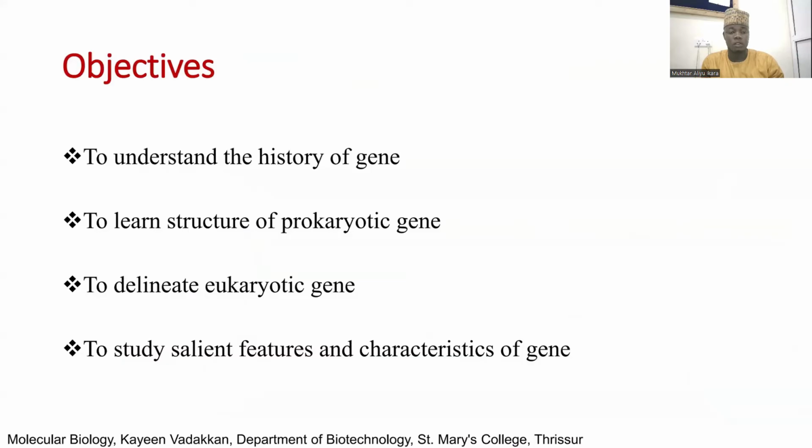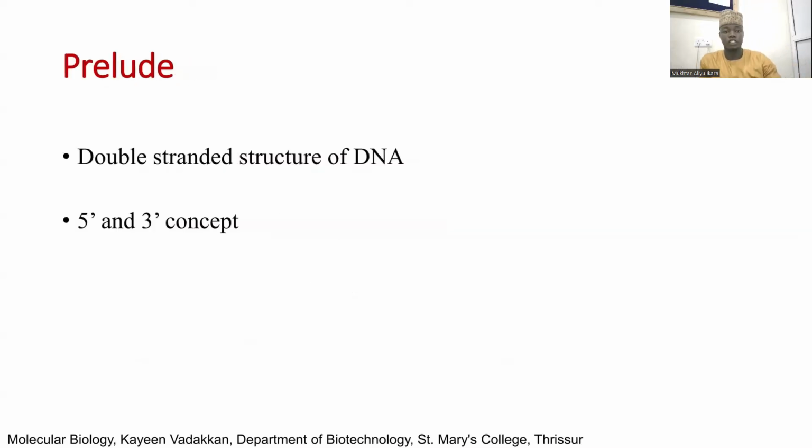We are going to achieve the following objectives. Number one, to understand the history of gene. Number two, to learn the structure of prokaryotic gene and to delineate on eukaryotic gene. And then lastly, to study salient features and characteristics of gene. So now let's start with the concept of DNA.